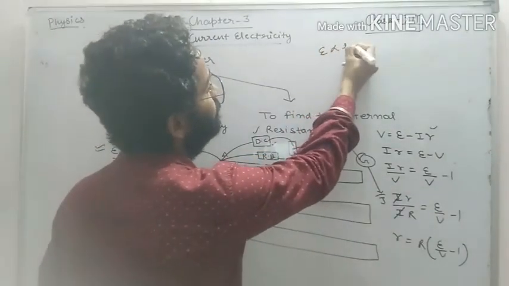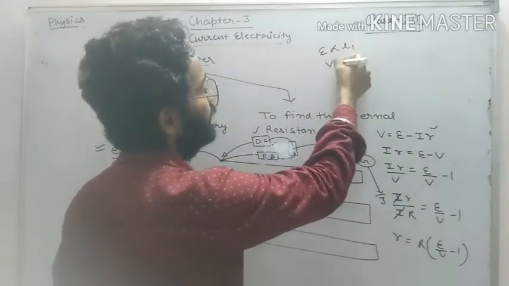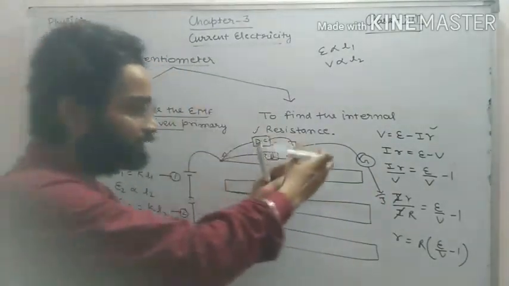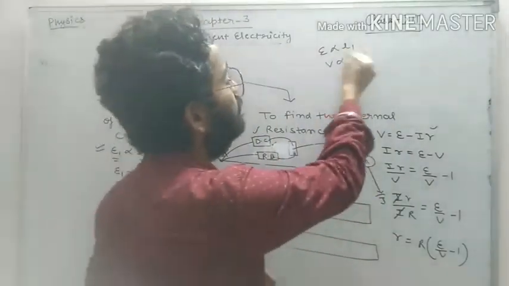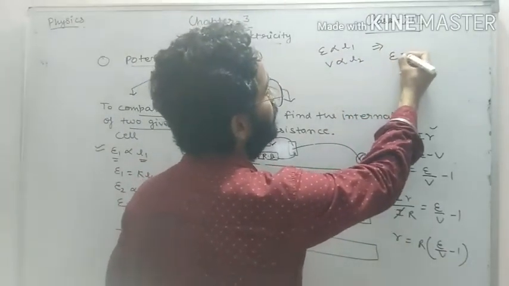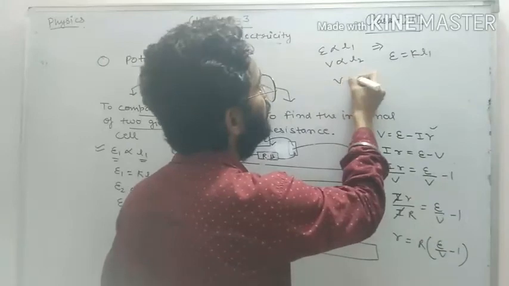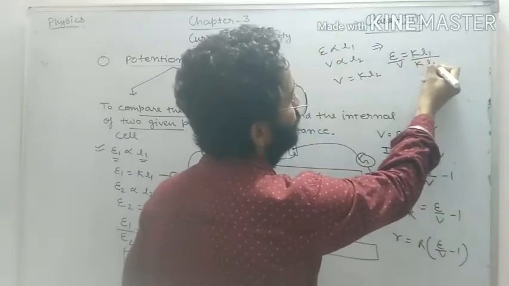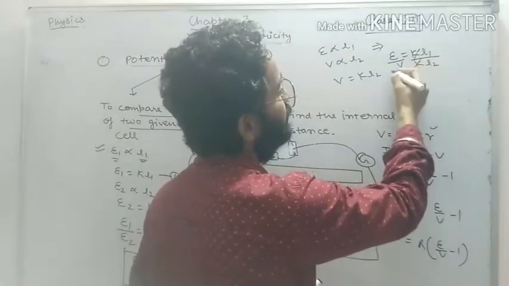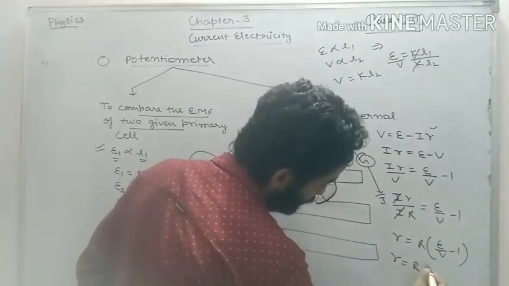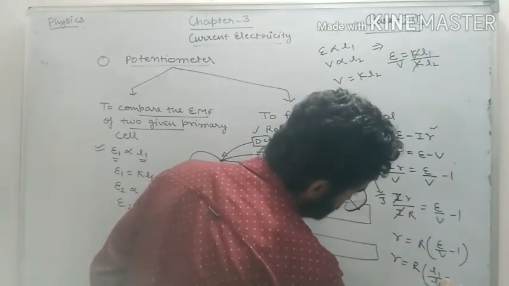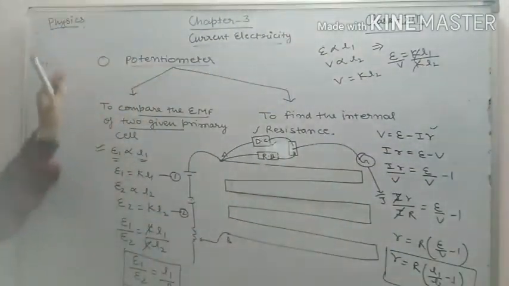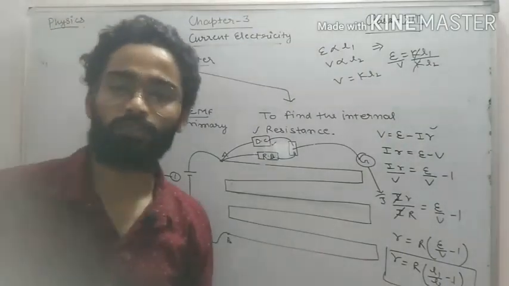So E would be directly proportional to L1 and V would be directly proportional to L2. By using the galvanometer, we can find it as we were finding here. Similarly, we will find here. So E is directly proportional to L1, which can be written as E is equal to KL1. Likewise, V can be written as KL2. Then we can easily find E by V, that is L1 upon L2. We can put the value, r is equal to R times L1 upon L2 minus 1. We have to find the internal resistance of the primary cell. By using this particular method, we can solve the potentiometer.